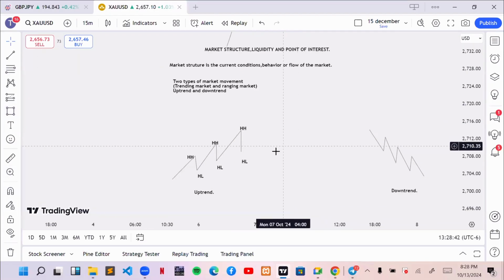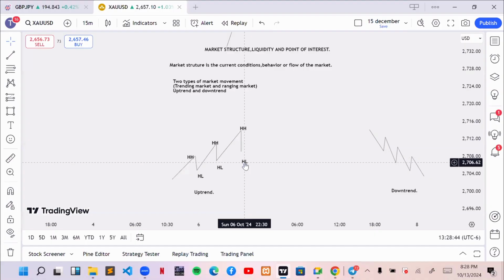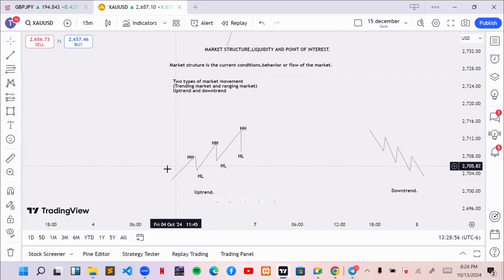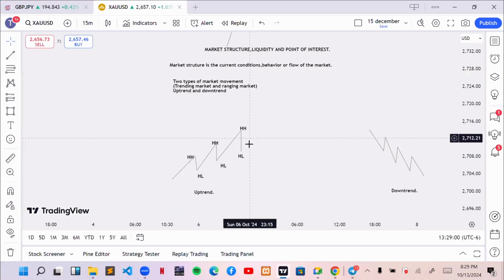So what do I mean by a structure shift? A structure shift is when the market deviates from the current characteristics of its trend and changes to the opposite direction. You know the characteristics of an uptrend is higher highs and higher lows. So as you can see, higher highs and higher lows, higher highs and higher lows.